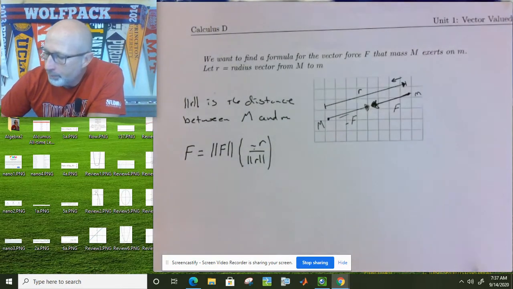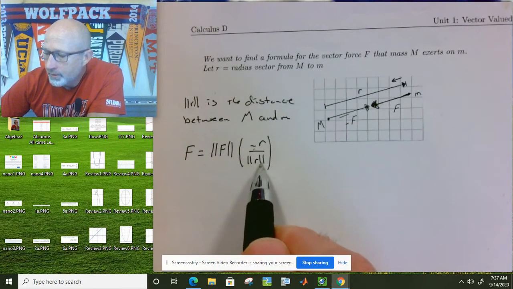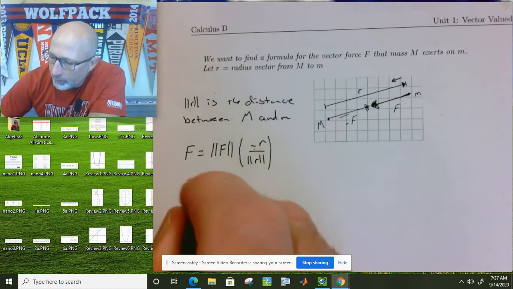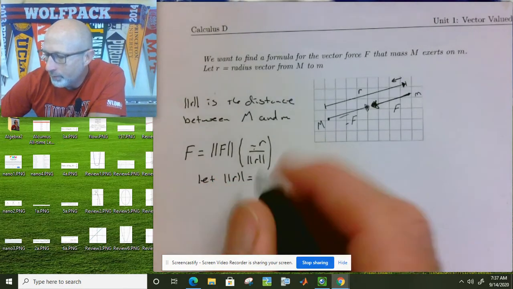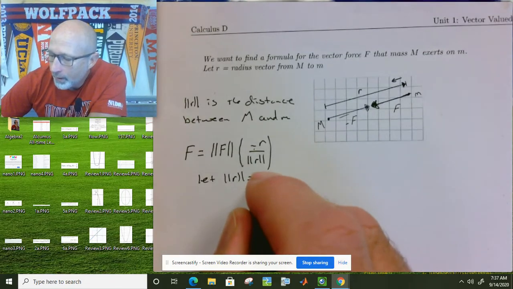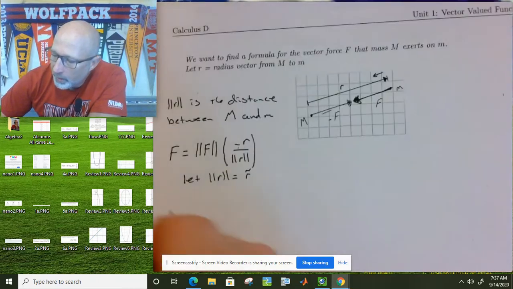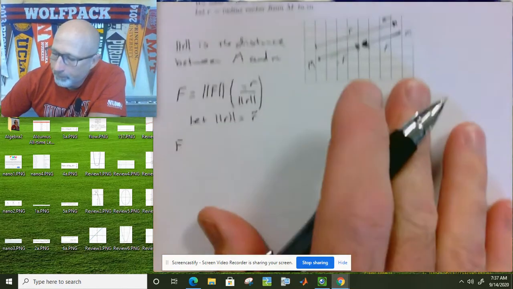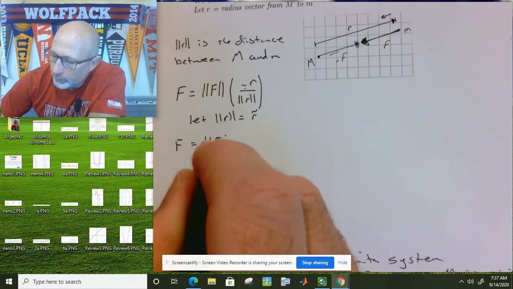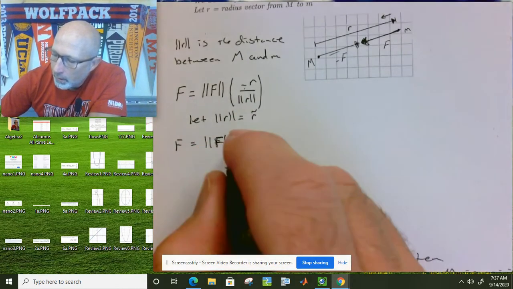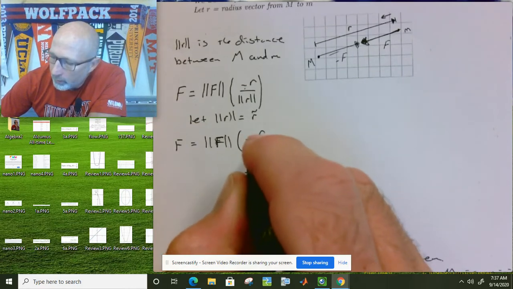Now because I don't like writing all of these double bars, I'm going to let the magnitude of R be R tilde. This probably will actually make it more confusing for you, sorry, but it's just a little bit easier to write. So then we have F is equal to the magnitude of F times negative R over R tilde.